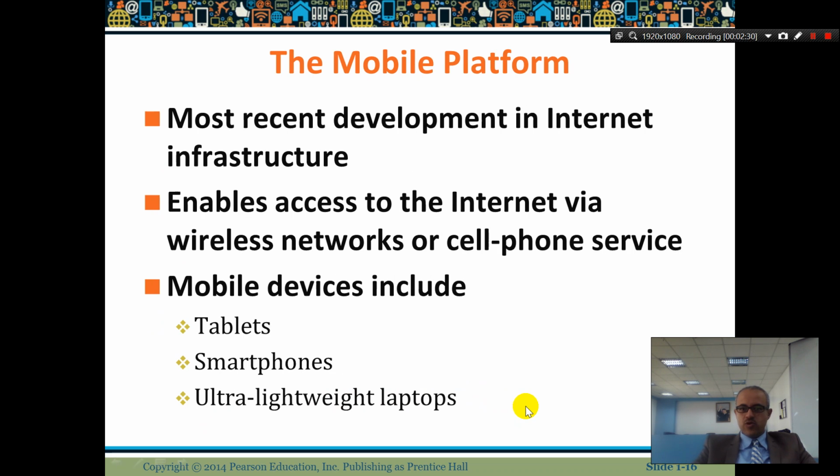Mobile platform, the most recent development in the internet infrastructure, enables access to the internet via wireless network, cell phone service, and mobile devices including tablets, smartphones, and ultralight laptops. Are you guys okay with these?